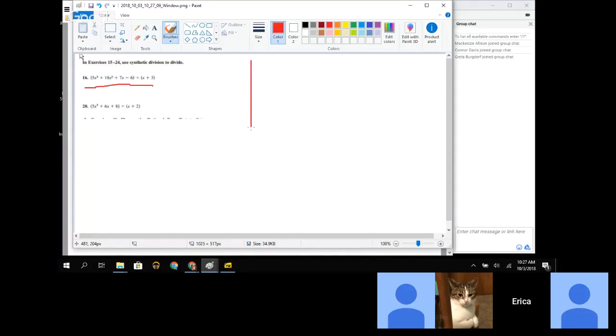So synthetic division looks like this. You make a box. Okay, inside your box, you're going to write the coefficients of your polynomial. Okay, so inside my box, I'm going to write 5 because that's the coefficient for 5x cubed. Then I'm going to write 18 because 18 is the coefficient for x squared. Then I'm going to write 7 because 7 is the coefficient for x. And I'm going to write -6. Okay, so those are my coefficients. I'm going to write those inside my box.